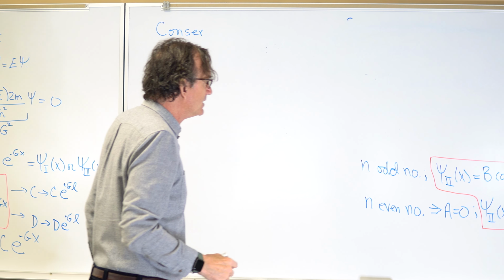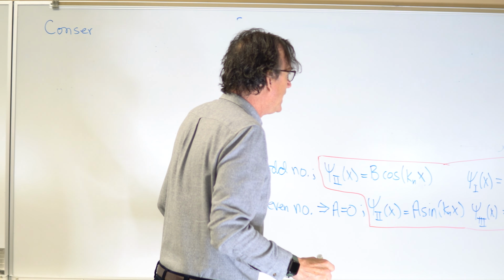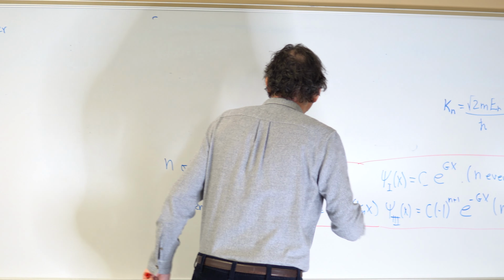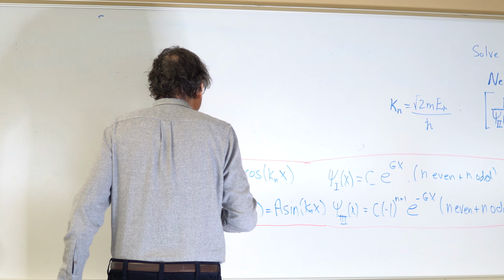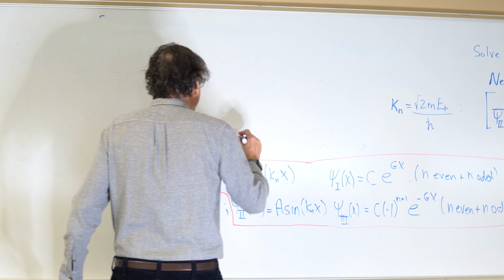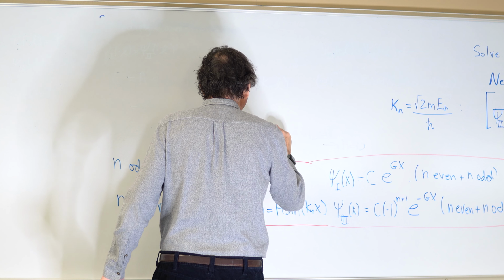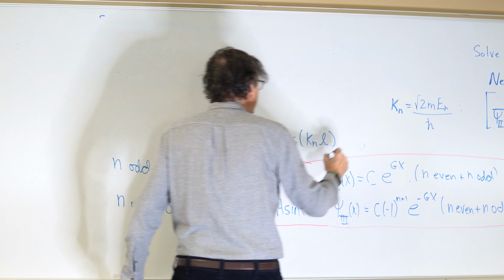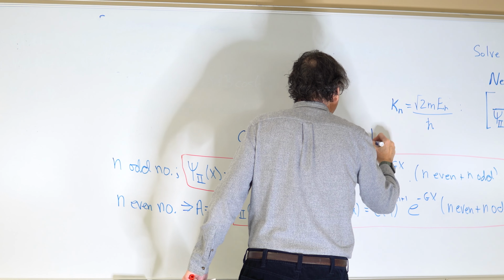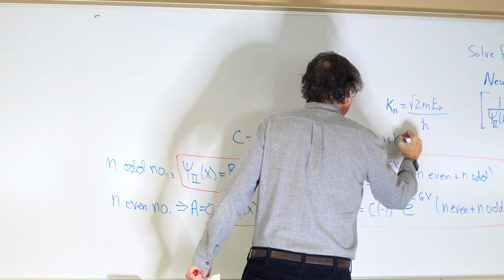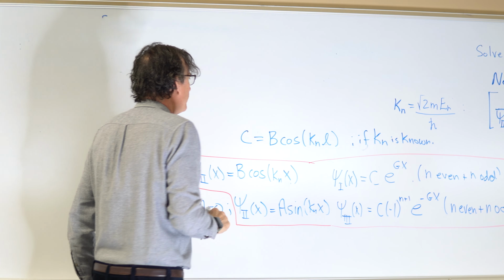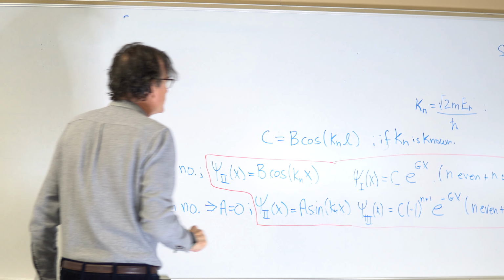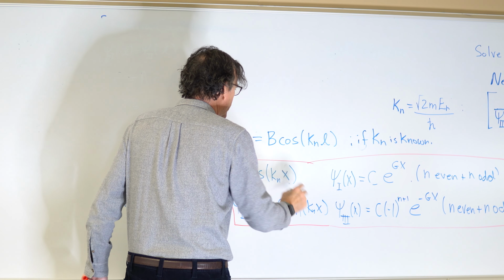They are related because from the boundary condition, which we had written somewhere up here earlier, the boundary condition said that C is equal to B times cosine of Kn times L, assuming Kn is known, right? Then B and C are related, and similarly there's a relationship between C and A.